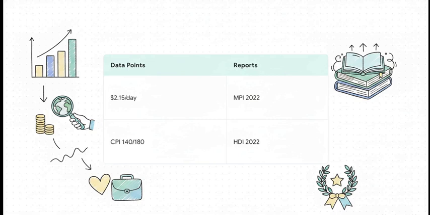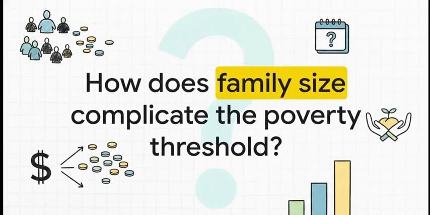But just as importantly, these are the reports you must cite to validate your arguments: the Multidimensional Poverty Index of 2022, the Human Development Index of 2022, and the World Bank reports. Citing these specific, globally recognized indices is exactly what separates an average candidate from a top-tier candidate. It shows incredible depth, meticulous research, and real administrative awareness. To wrap things up, I want to leave you with a provocative thought, styled exactly like a high-level interview question you might face right in front of a panel. How does family size complicate the $2.15 per day poverty threshold?